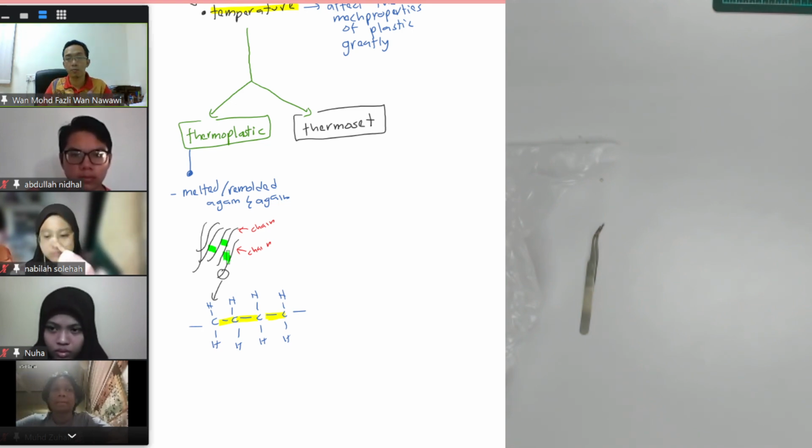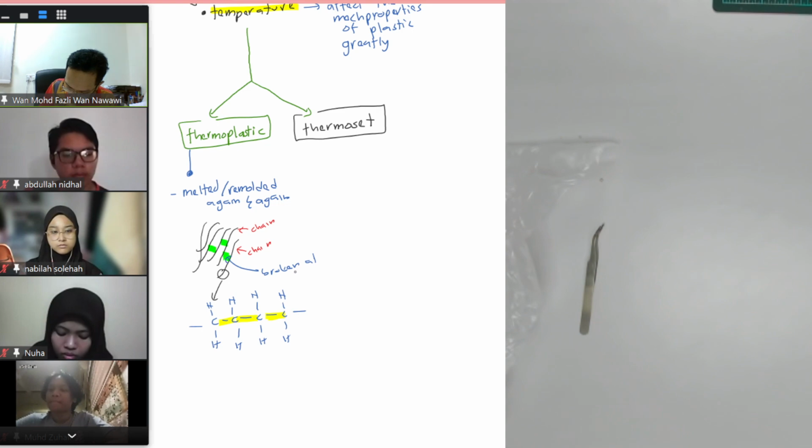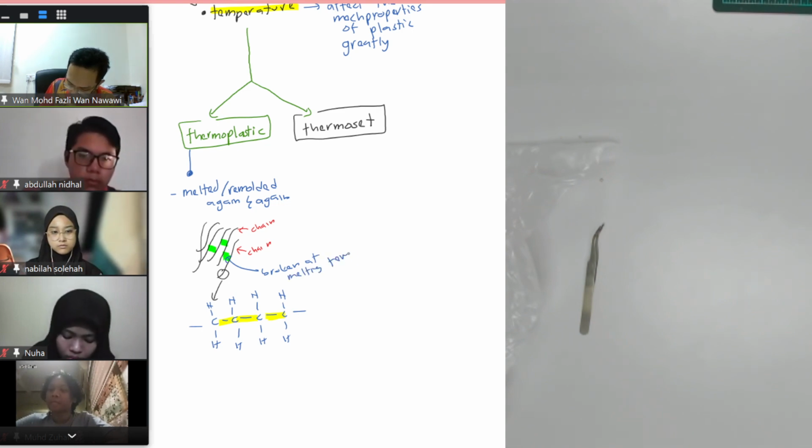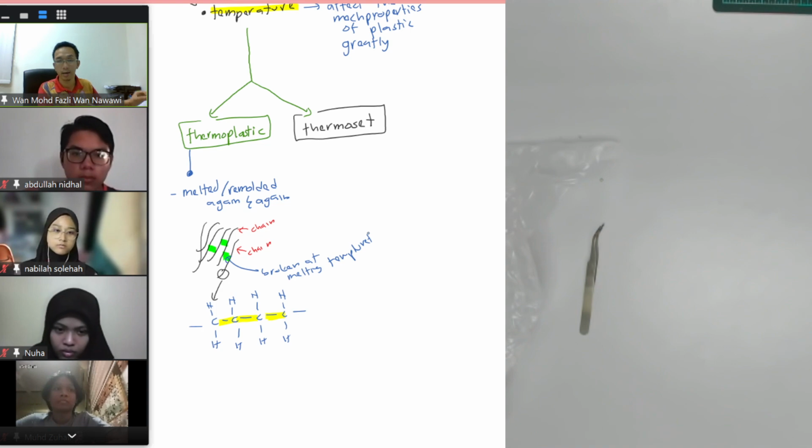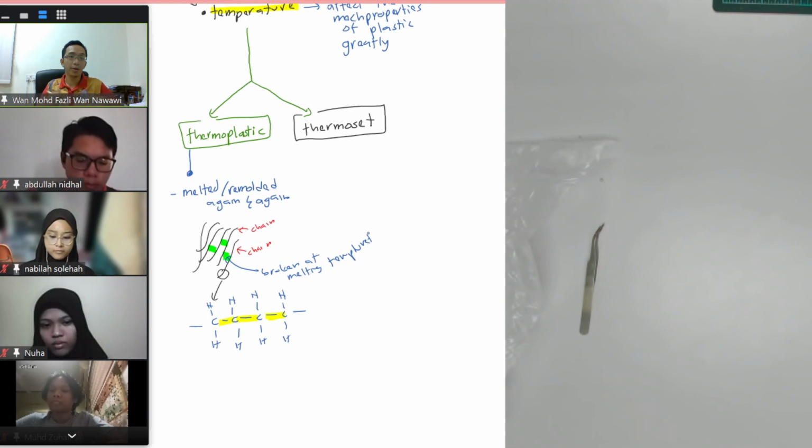Because when you melt, you apply temperature, this bond will be broken at a certain temperature, at melting temperature. But when you remove the temperature, for example, when you cool it again, then the bond reforms, crystallizes again. So when you melt the plastic, it becomes liquid, and when you leave it, it hardens again, and then you can reuse it. So that is thermoplastic. You can melt and remold again and again.